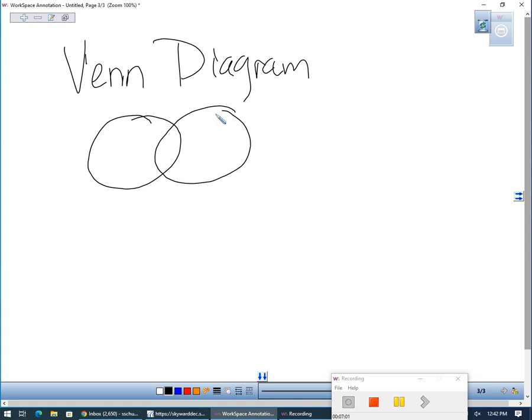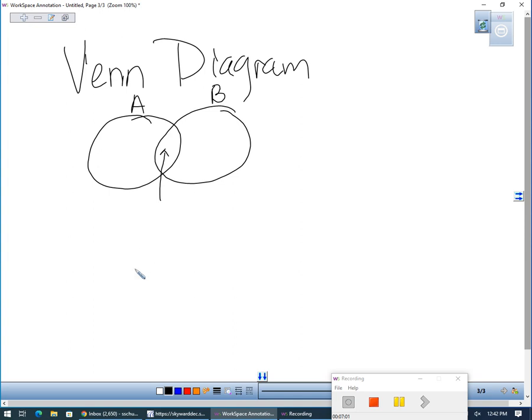In that, if we make the first circle A and the second circle B, this section in the middle is AB. Yes, it's both of them together. Now, is it A times B, A plus B? What is it in the middle? A times B.